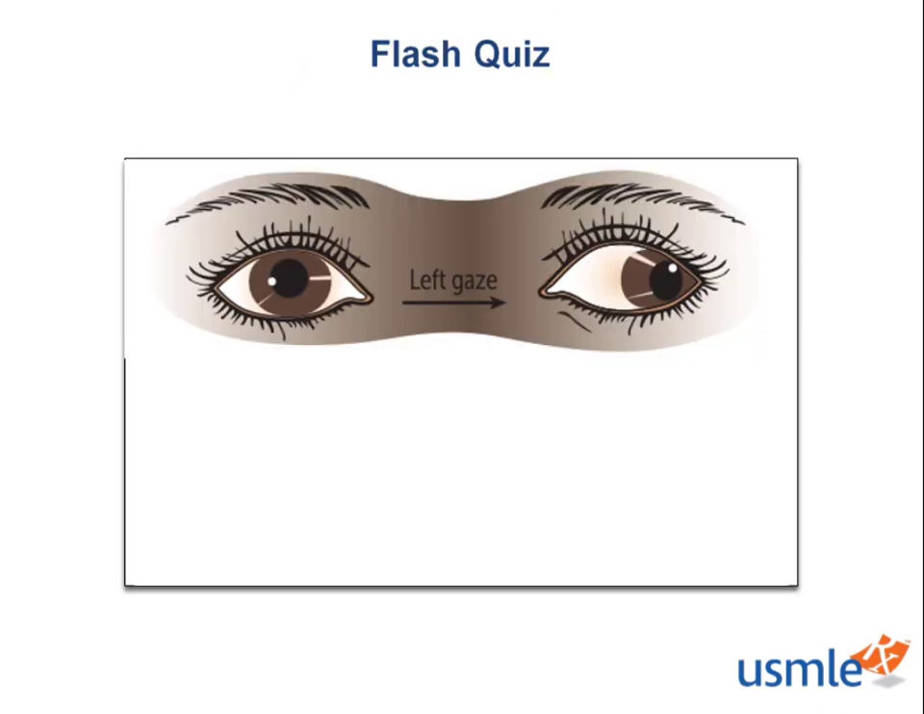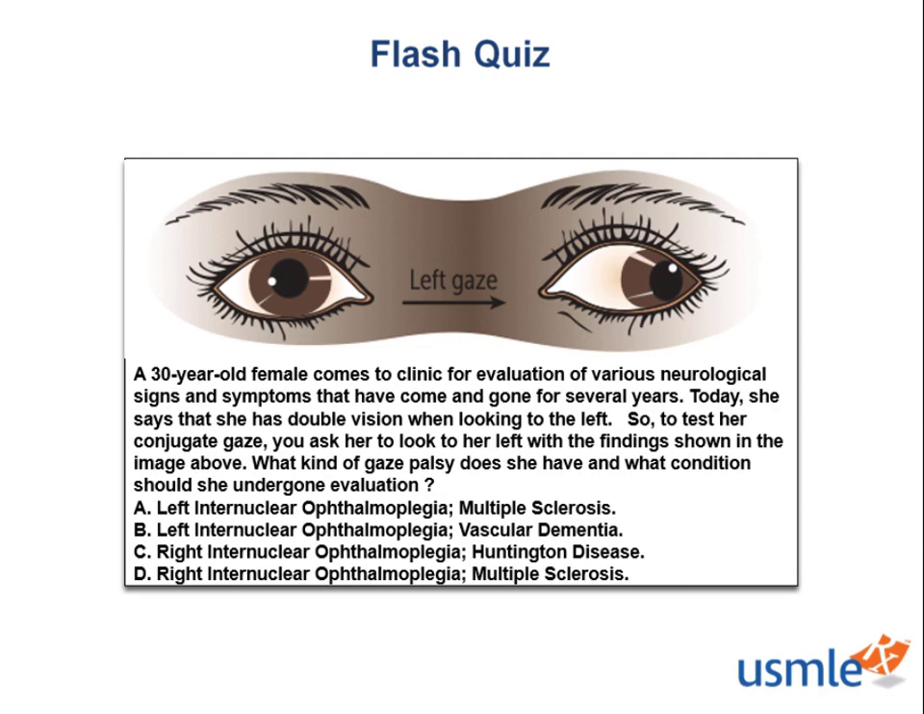Alright folks, it's time for a flash quiz. The question reads that a 30-year-old female comes to the clinic for evaluation of various neurological signs and symptoms that have come and gone for several years. Today she says that she has double vision when looking to the left. So to test her conjugate gaze, you asked her to look to the left with the findings shown in the image above. What kind of gaze palsy does she have, and what condition should she undergo evaluation?